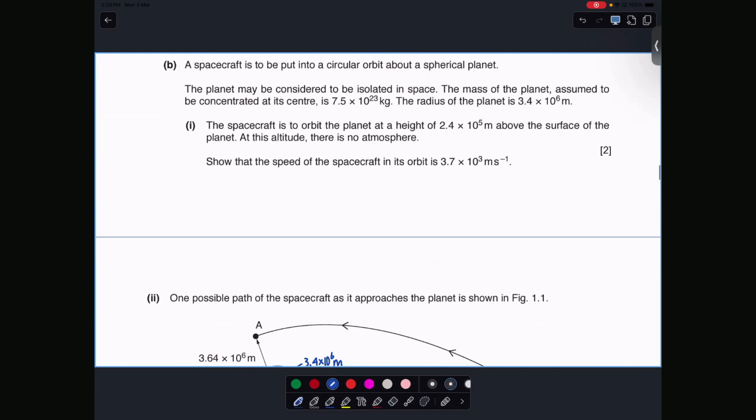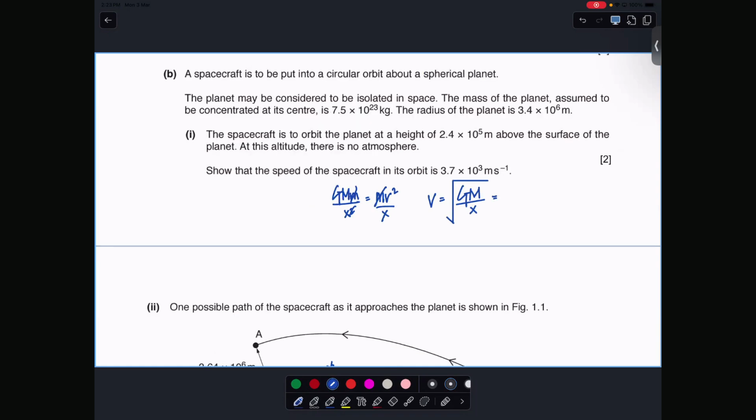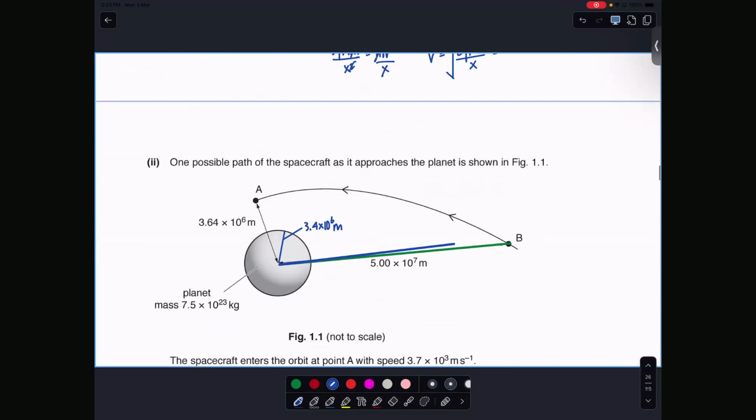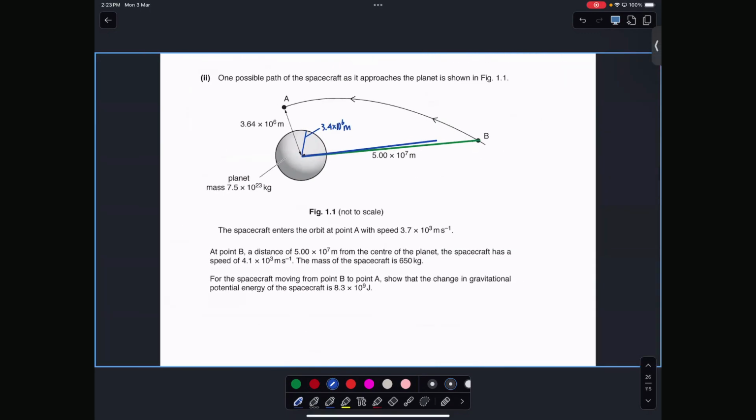Show that. Yeah, so G m by x square equals to m v square by x. So x cancels out, so v equals to square root of G m by x. Okay, so if you put these values in, what comes out is what it should be. It's a velocity equation out there. Yeah, it's always taken from the center of mass.